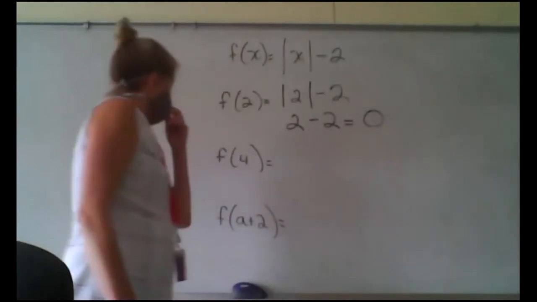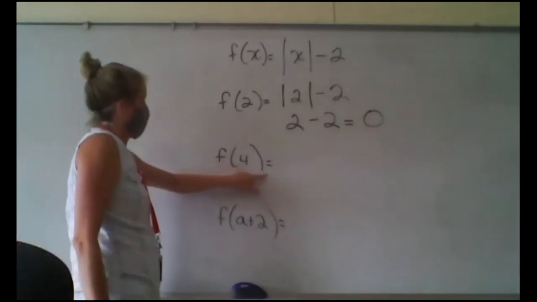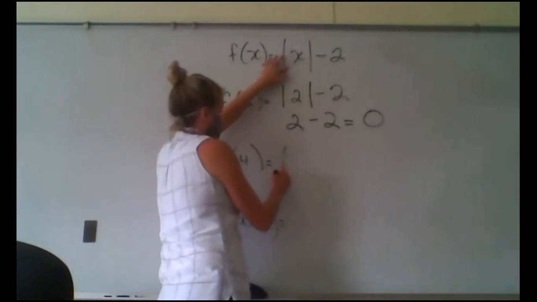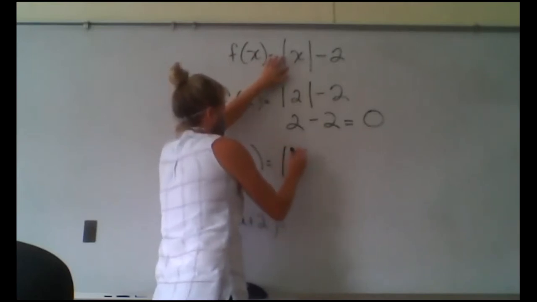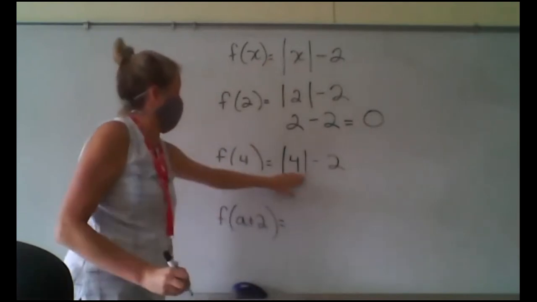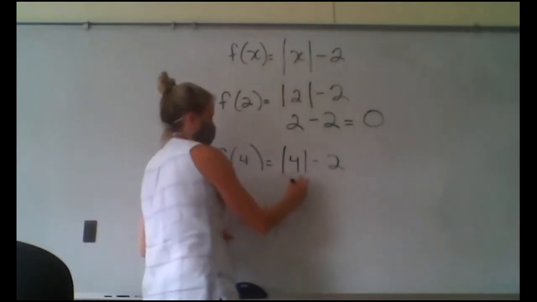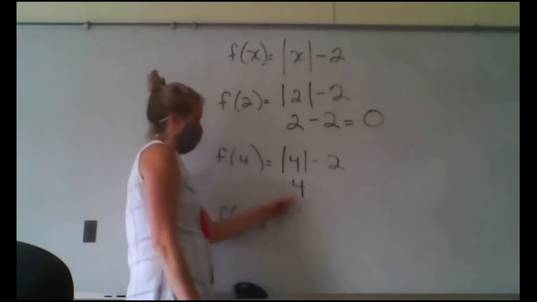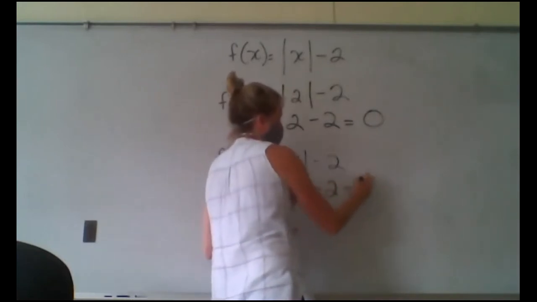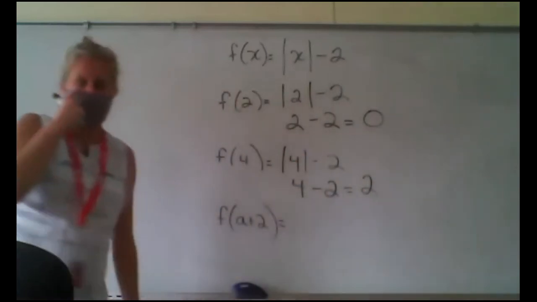All right, let's do this one. Plugging in a 4 for the x. So I have the absolute value of 4. Bring down the minus 2. So how many spots away from 0 is 4? That's 4 spots away. So the absolute value of 4 is 4. Bring down the minus 2, and 4 minus 2 gives me 2.